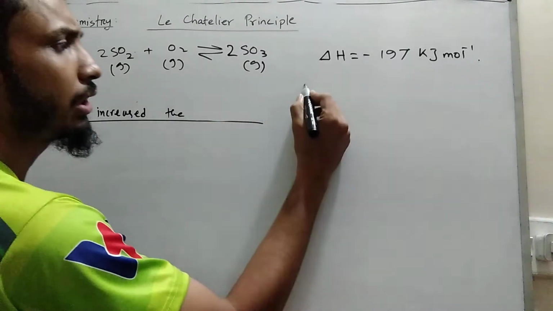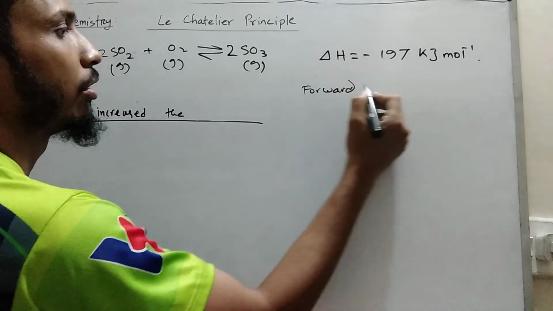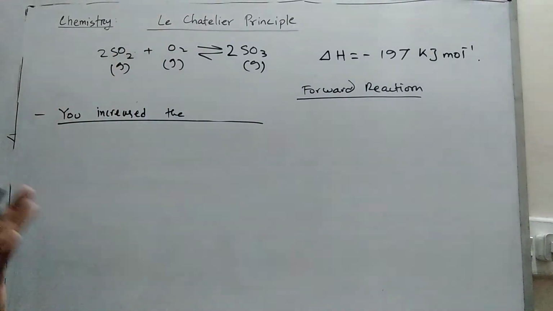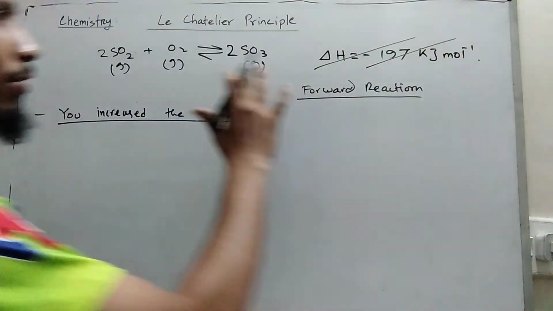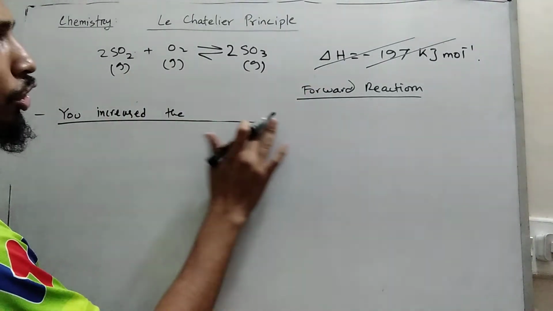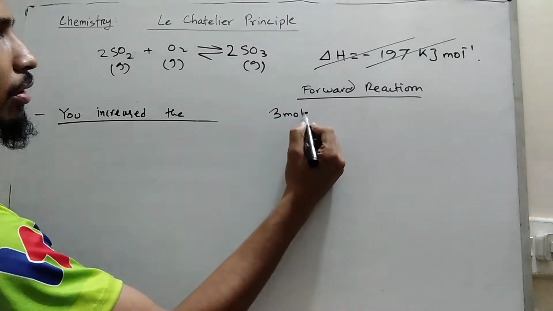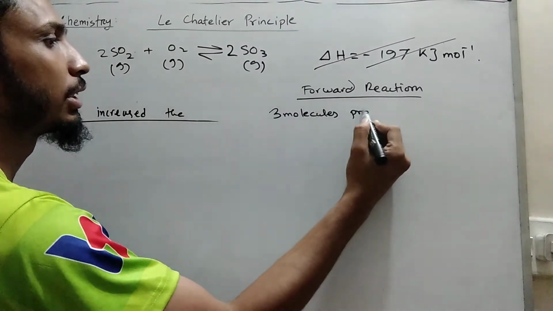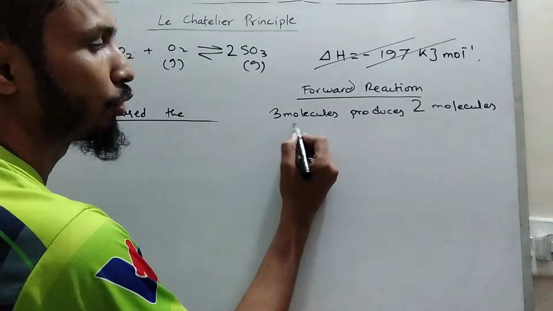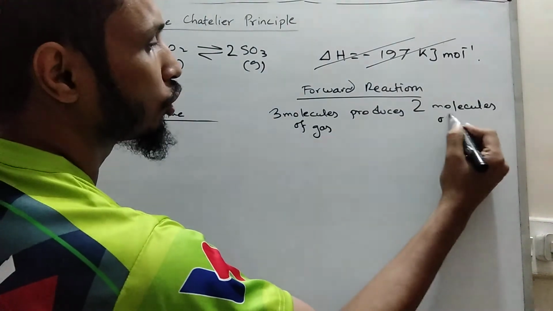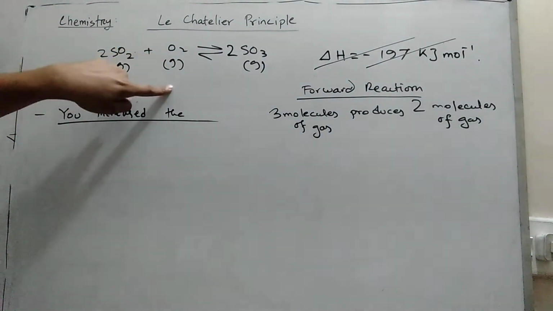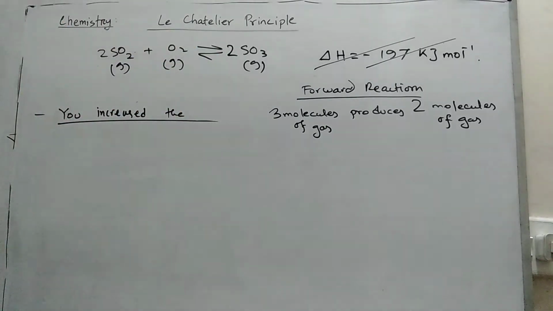Now you see, if you analyze the forward reaction, what is happening here? I don't need the delta H value for this analysis, however. I don't need this value for pressure analysis. So what is happening in the forward reaction? 3 molecules produce 2 molecules. Or you can say 3 molecules of gas produce 2 molecules of gas. You see here 2 plus 1, 3 molecules of gas. From here you have 2 molecules of gas.